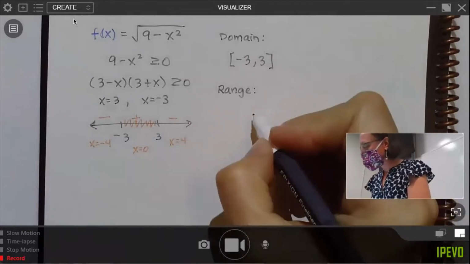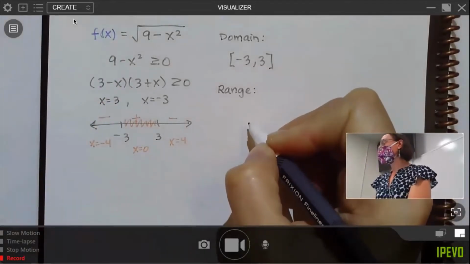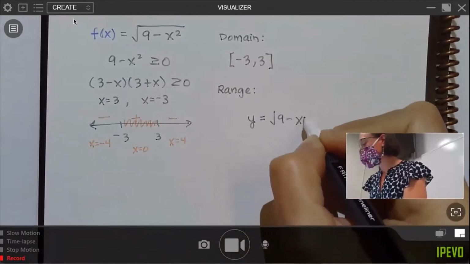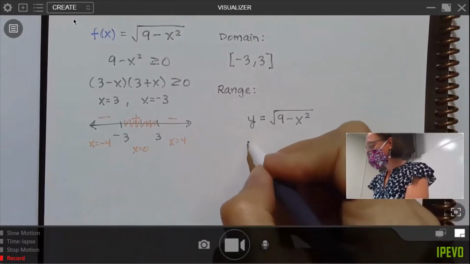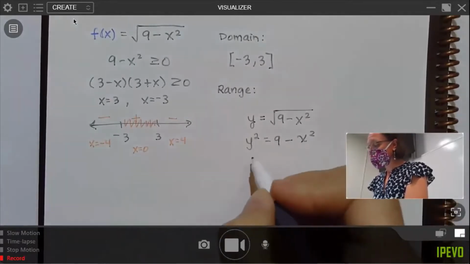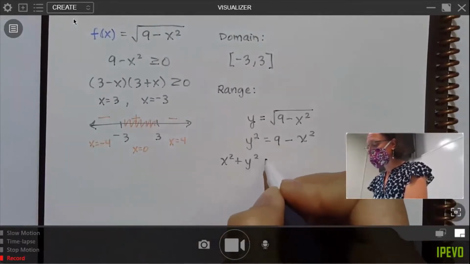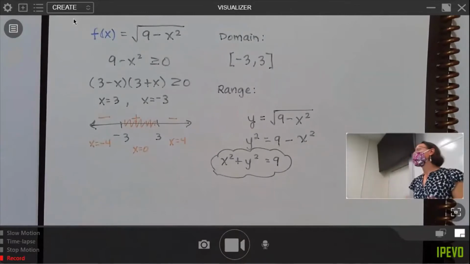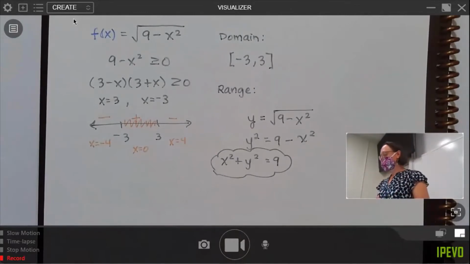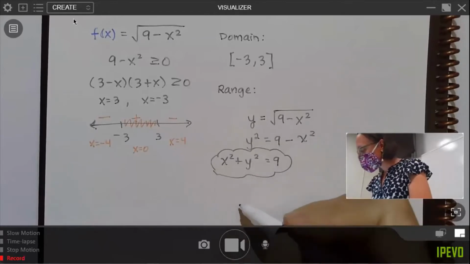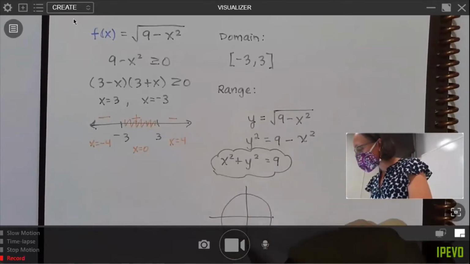But if instead of writing f of x, I were to write that as y, so that I'm looking at y is equal to the square root of 9 minus x squared, and then I squared both sides, and then I added the x squared to both sides, I'm guessing you might be able to look at that and say, oh, that's the equation of a circle. That's a circle that's centered at 0, 0 with a radius of 3. So this would be like the whole circle.